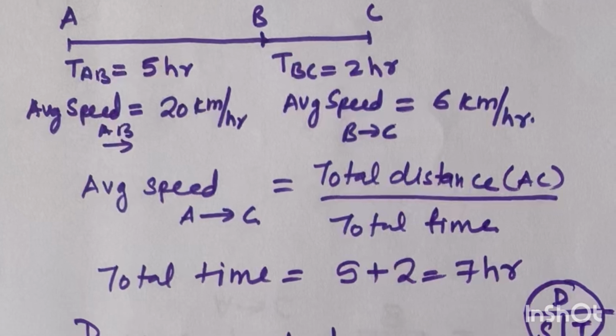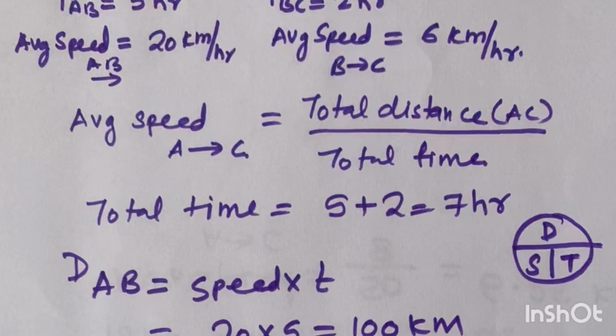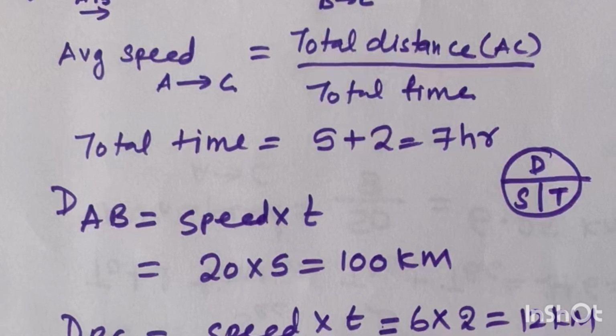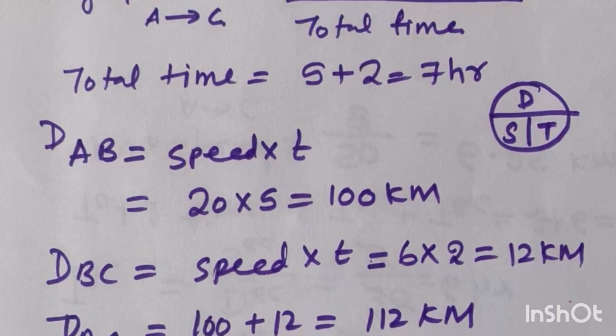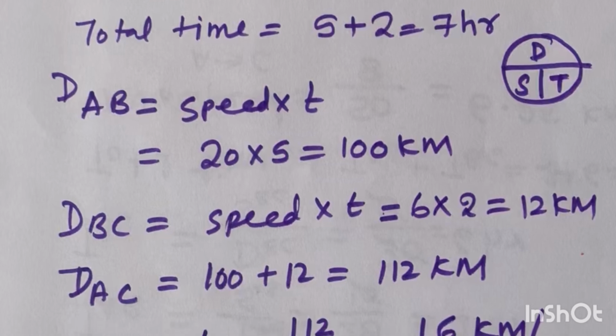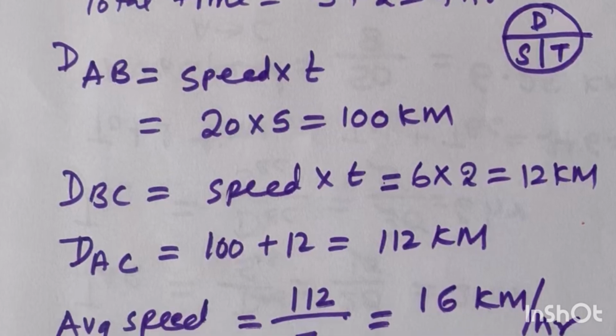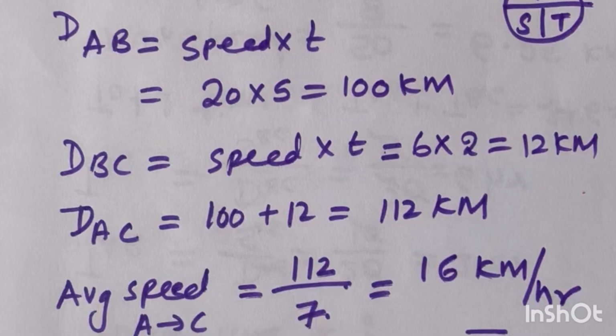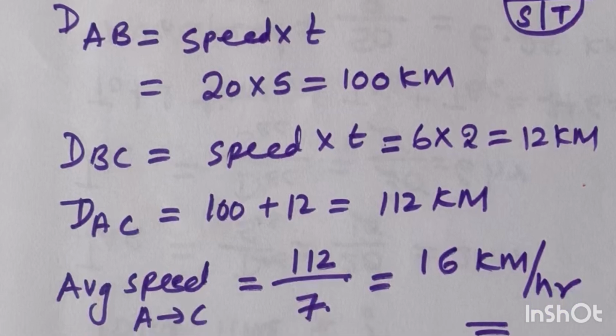In this case, distance is not given directly, so we'll use time and speed to find distance. Now distance AB is speed into time. Speed is 20 and time is 5, so 20 into 5, 100 kilometer. You can use that DST circle. So distance is speed into time. Similarly, we can find distance BC, where speed is 6 and time is 2, so 6 into 2, 12 kilometer. So total distance AC is equal to 100 plus 12, that is 112 kilometer. So average speed from A to C is total distance upon total time. So it is 112 by 7, that is 16 kilometers per hour.